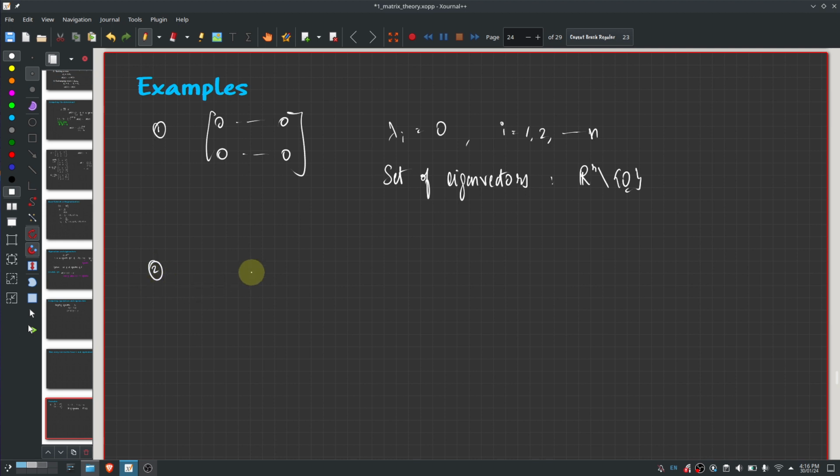Let's consider another example. Let's take the following matrix. Fine. It's the set of all non-zero eigenvectors, I should say. So the eigenspace would effectively be the entire Rn.